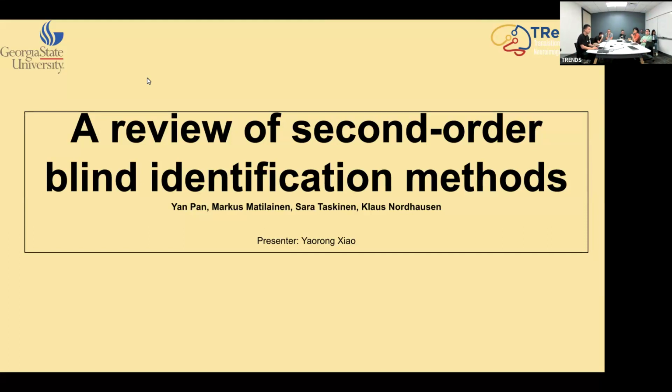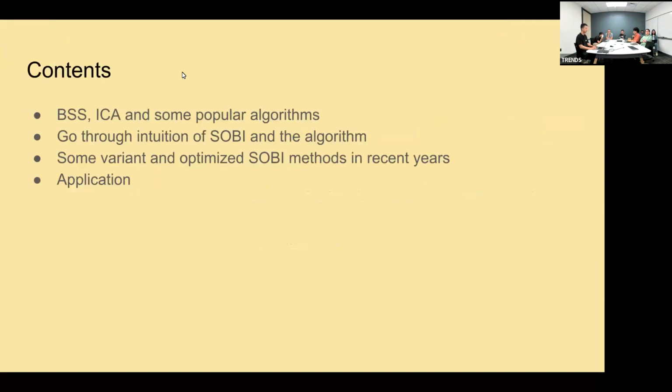I will try to follow the review paper step by step, but I will also go through details from the references of that paper because they have more details and intuitions. And I will go through four steps.